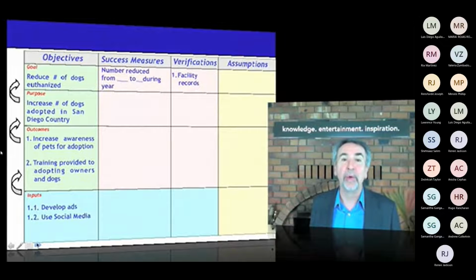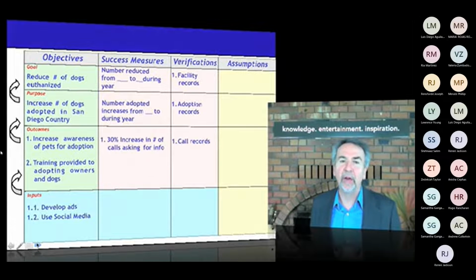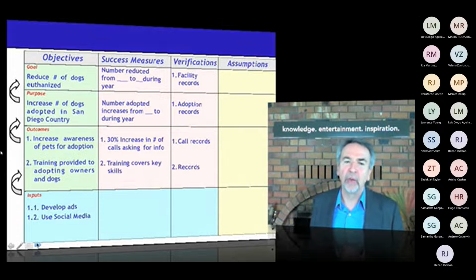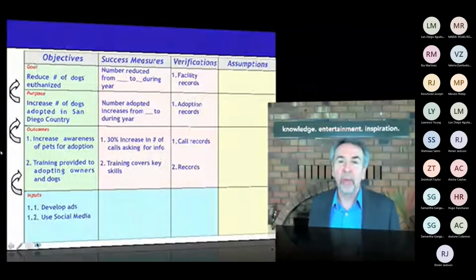At the goal level, reducing the number of dogs euthanized by a certain number during the year. At the purpose level, increasing the number adopted. At the outcome level, measures there as well. 30% increase in the number of calls would be a good indicator of increased awareness of pets adopted and training and so forth. So these measures, along with verifications, provide the basis by which we'll track implementation success as well as evaluate after the fact how successful our effort has been.